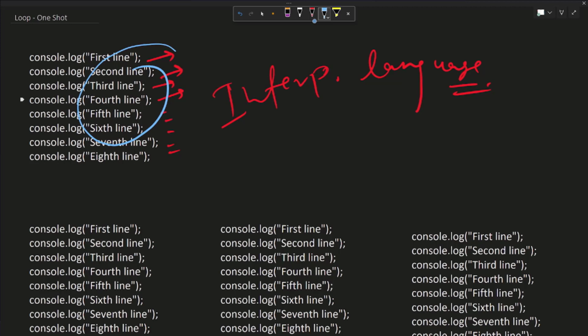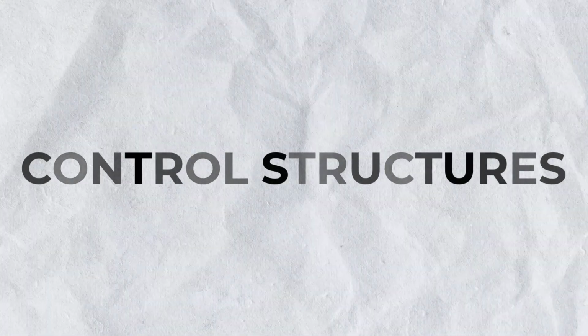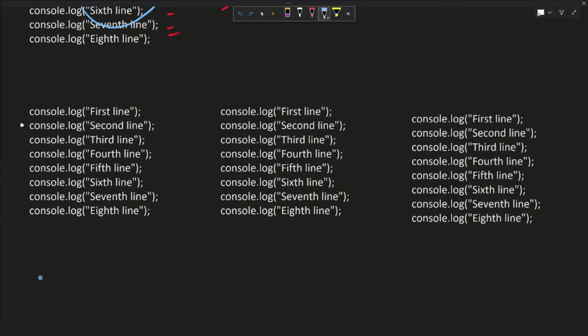However, we can also modify or change this control flow manually as per our requirements. That's why control structures come into existence. Now let's talk about the control structures. In short, the control structures are the concept that help us to manage the control flow in our program.